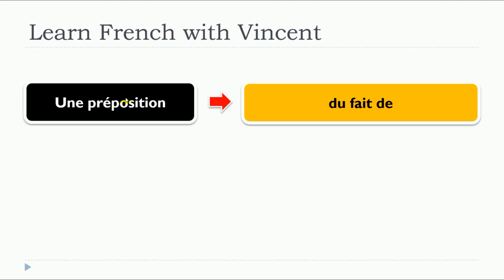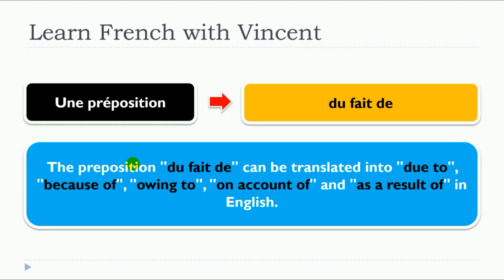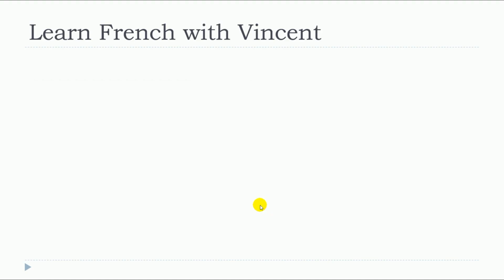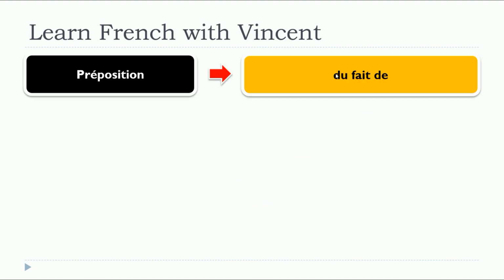So, this lesson is about "du fait de". And the preposition "du fait de" can be translated into due to, because of, owing to, on account of, and as a result of in English. So we will see four examples with "du fait de".